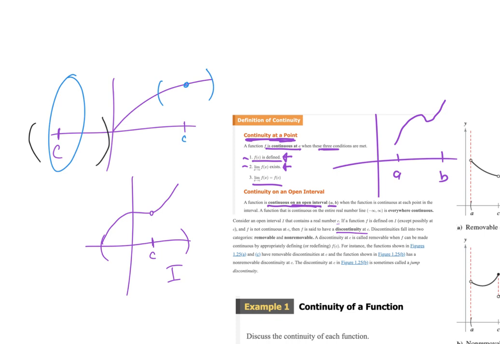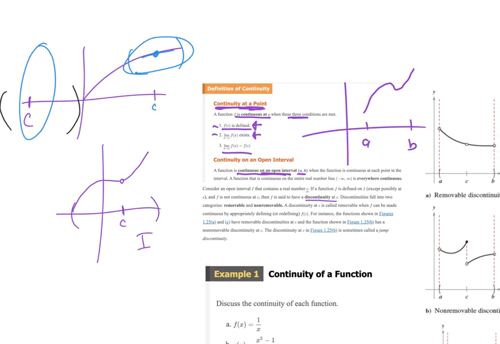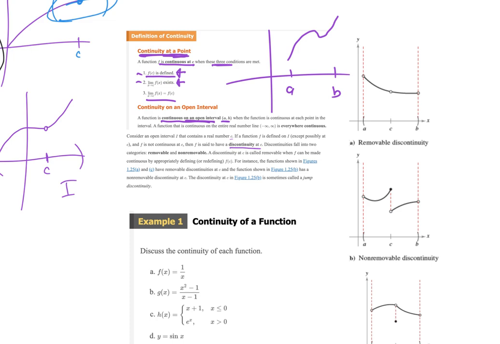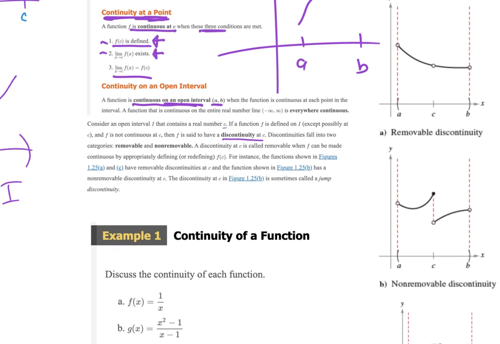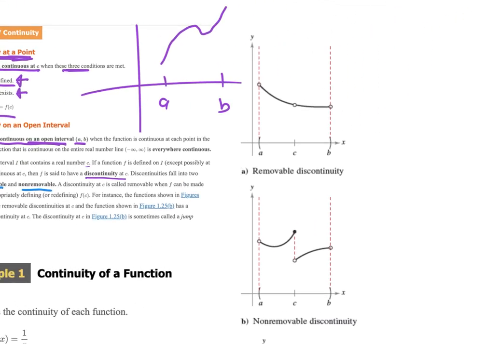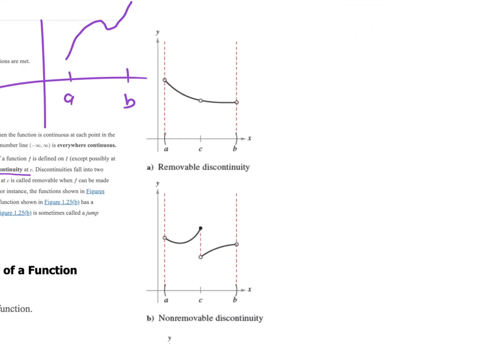So not here where it's not defined, because it doesn't even make sense to say it has a discontinuity. Here where it's generally defined, we would maybe expect to see that, but no, there's a discontinuity. So there's two main categories of discontinuities: removable and non-removable. And I like these graphs to depict these.